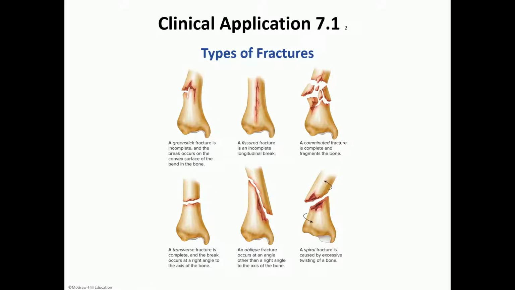An oblique fracture would be, again, if we're looking at the axis of this bone, the break was not perpendicular, was not at a right angle, it was at any other angle besides the right angle. So it's an oblique, it is a sideways fracture. A spiral fracture is when there is excessive twisting of the bone. And this is very common in soccer players, where they try to get the ball and they slide and twist their feet. And this is how these spiral fractures usually happen.